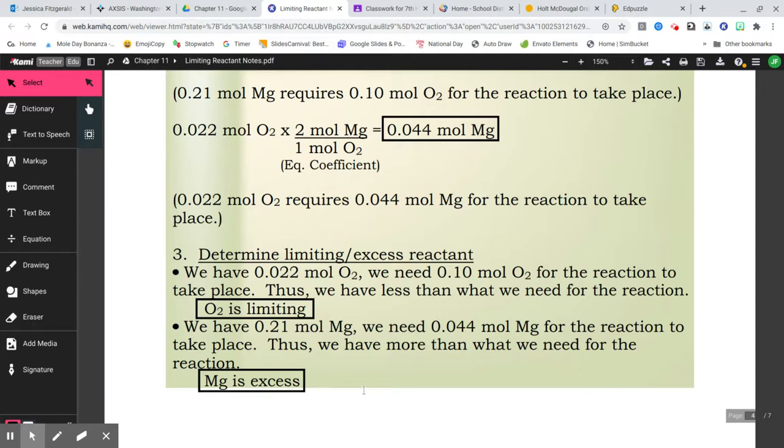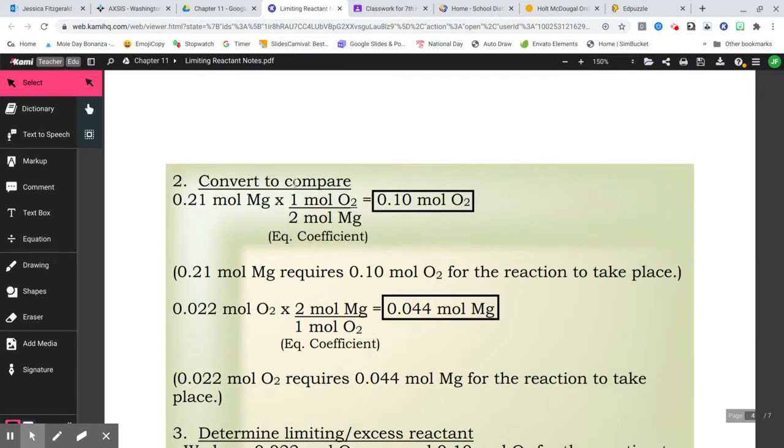So that's why I'm saying in this convert and compare step, technically you only need to convert and compare one of your reactants. But sometimes when you're getting started and you're moving along, you may just want to convert and compare both of them to make sure that you did look at them correctly with what you have and what you need.